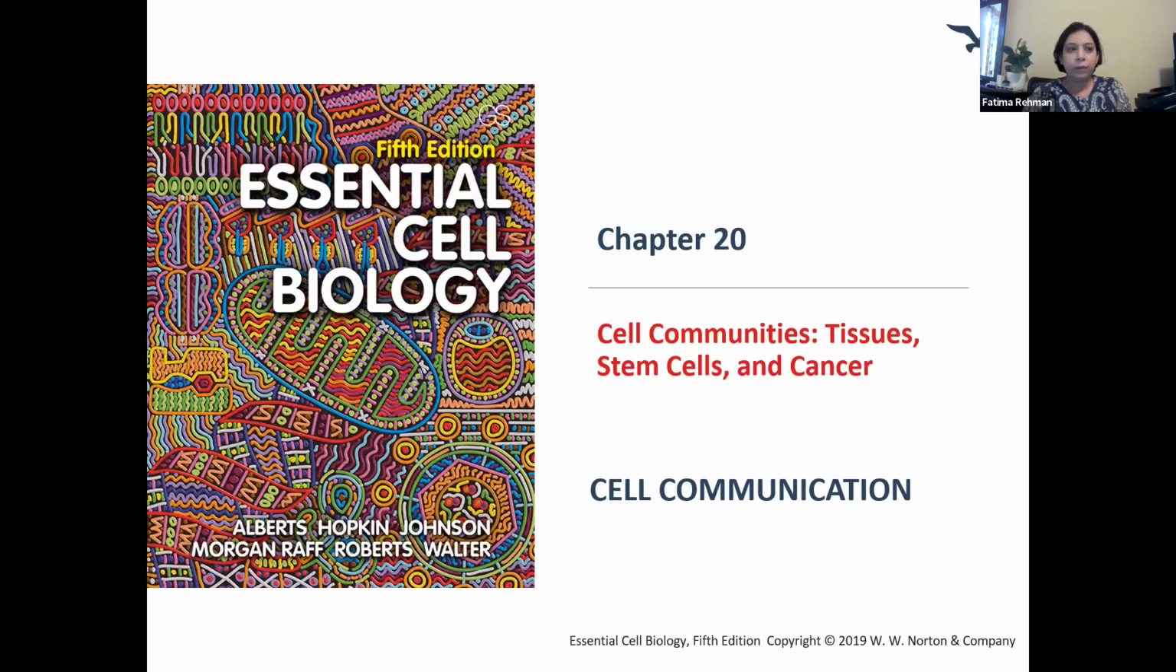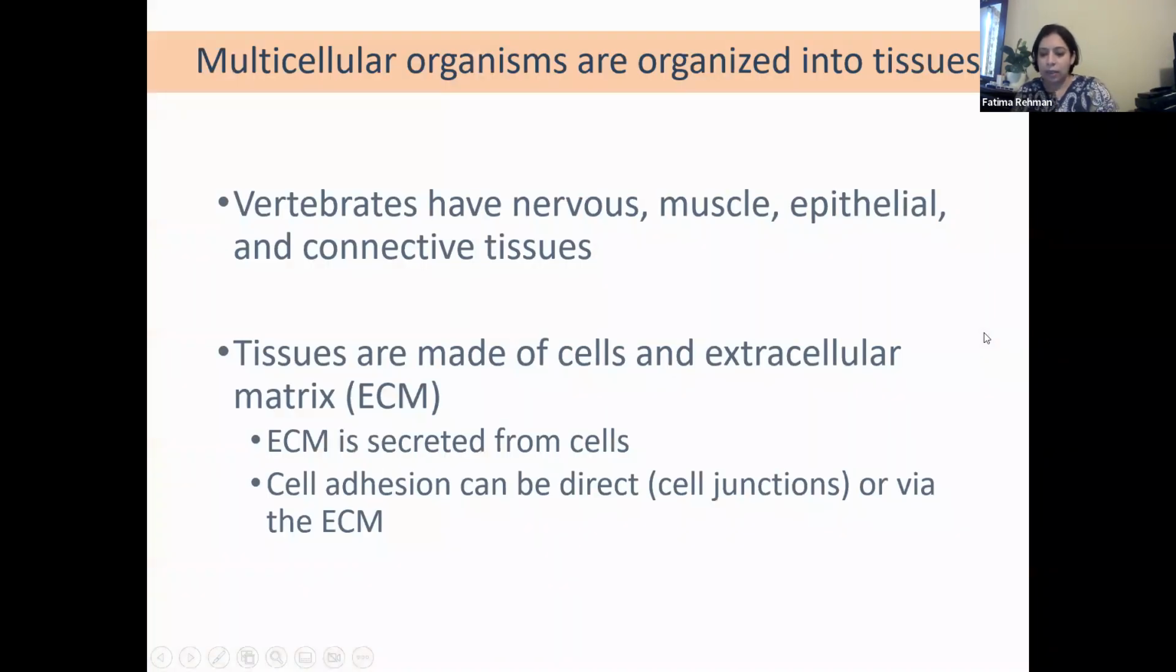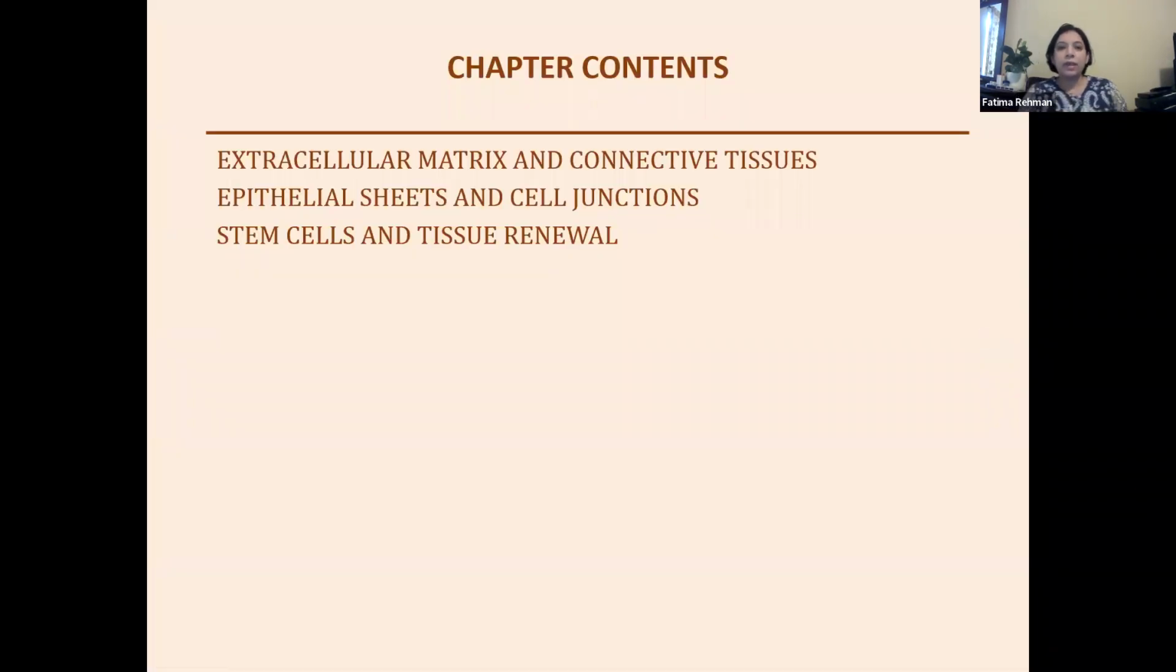Okay, so today we're gonna talk about chapter 20, which is about cell communities, tissues, stem cells, and obviously a little bit on cancer towards the end. This particular chapter has three main sections. We're going to talk about the extracellular matrix and the connective tissue where all the cells are kind of huddled together to make whatever organ system or tissue systems they are making. And they work together in that system. They communicate with each other back and forth in order to make it run the way it should be run.